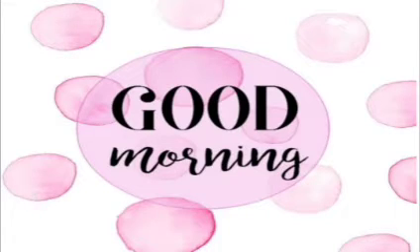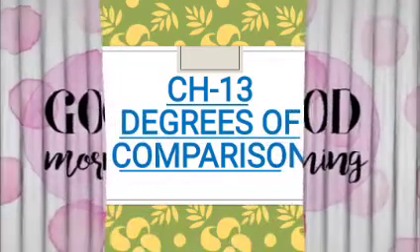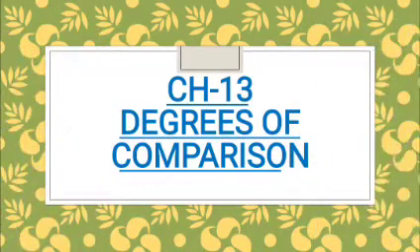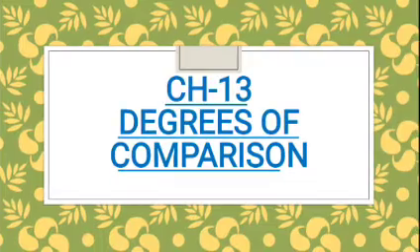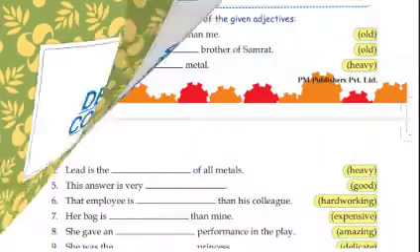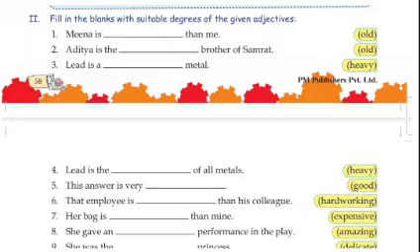Babies, as you know, we are doing chapter 13 of English grammar, that is degrees of comparison. And yesterday we learnt about different types of degrees of comparison and how to make comparative degree and superlative degree from the positive one. So students, today we'll continue with the same chapter, and here we have question 2, which says fill in the blanks with suitable degrees of the given adjectives. It means adjectives are given in brackets.